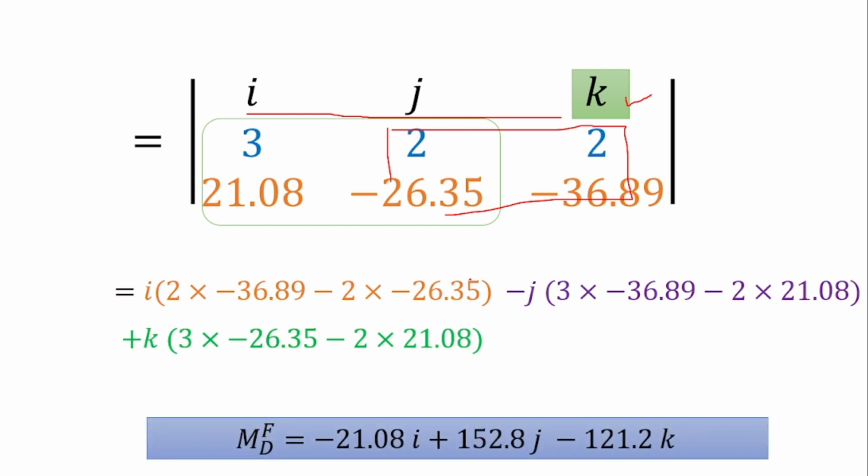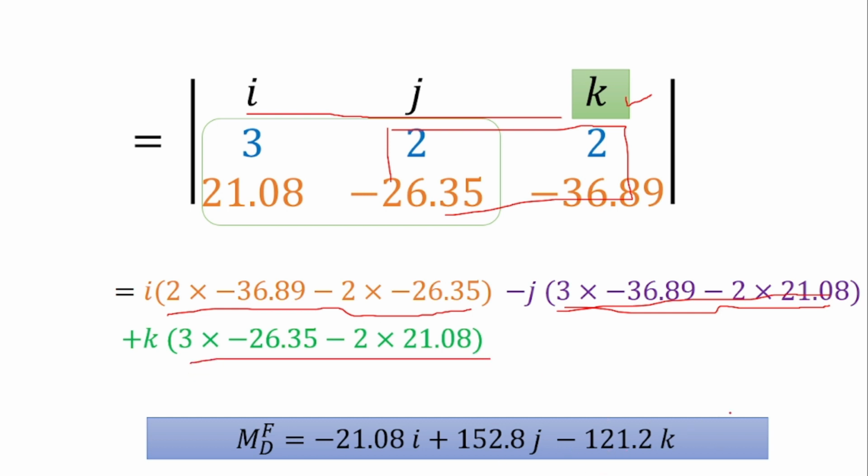By solving this, we'll get the value of the moment of force F about point D. It is equal to minus 21.08, the answer of this calculation, plus 152.8 j, and minus 21.2 k. The unit is kilonewton meter. So this is how we can find the moment of a force about any point. First, we have to find the vector form of the force, then find the position vector of that point, then cross multiply the position vector with the given force. That will give you the value of the moment.